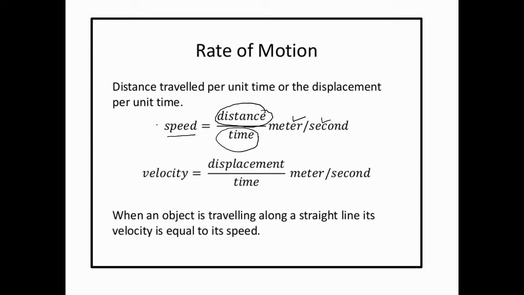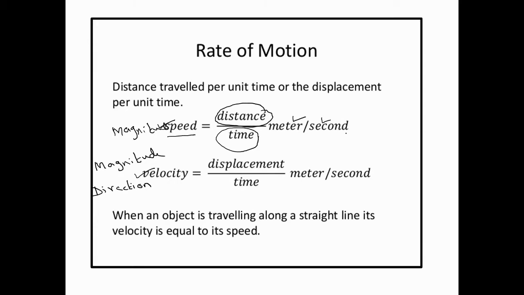Likewise here, speed is a scalar quantity and velocity is a vector quantity. What does scalar mean here? It gives only magnitude. What does vector give? It gives both magnitude as well as direction. So the formula is different.